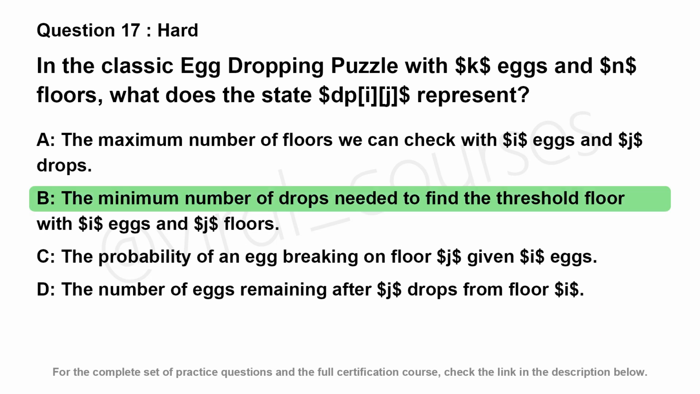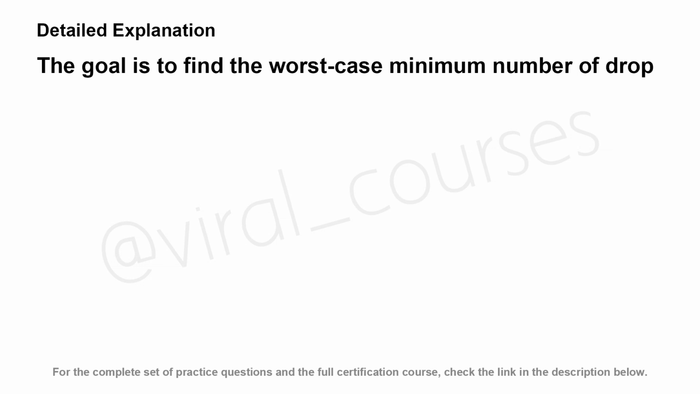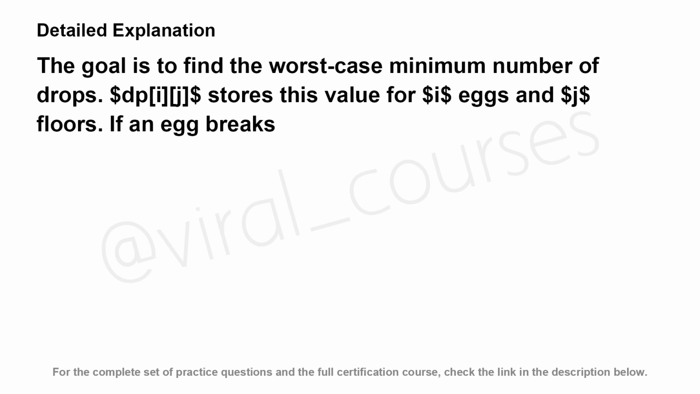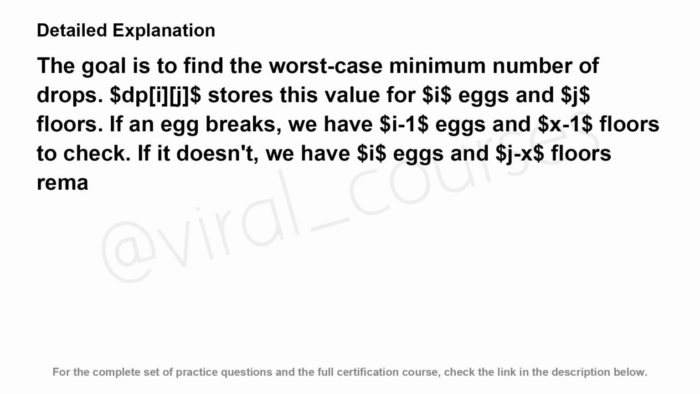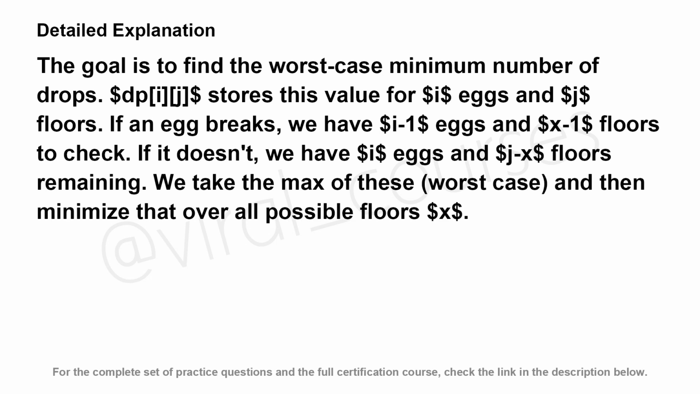The correct answer is B. The goal is to find the worst-case minimum number of drops. dp[i][j] stores this value for i eggs and j floors. If an egg breaks, we have i minus 1 eggs and x minus 1 floors to check. If it doesn't, we have i eggs and j minus x floors remaining. We take the max of these, worst case, and then minimize that over all possible floors x.